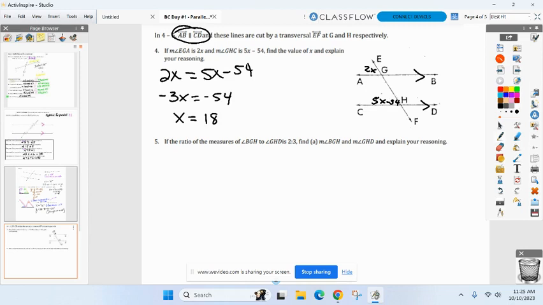We got x equals 18. Parallel lines imply corresponding angles congruent.